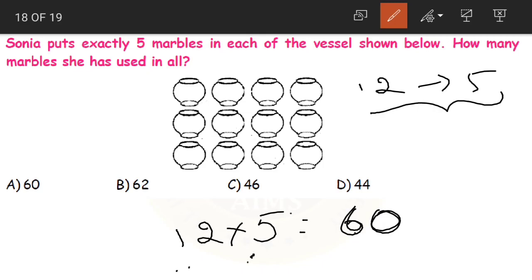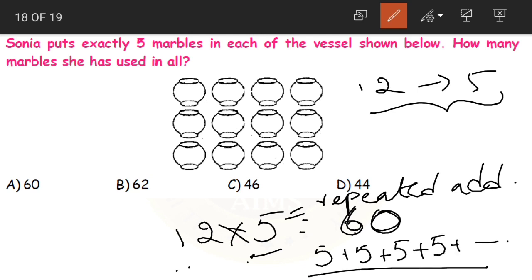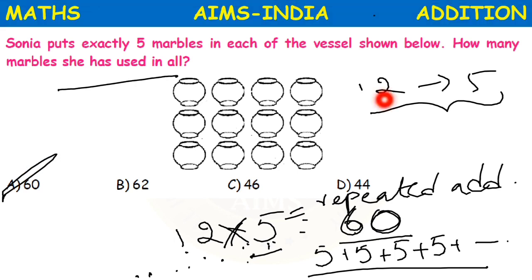Multiplication is nothing but repeated addition. Instead of adding 5 12 times, 5 plus 5 plus 5 plus 5 plus, it becomes a big process, right? So instead of adding 5 12 times, we simply multiply 5 with 12. Now 12 5s are 60. So the answer for this question is option A, 60.